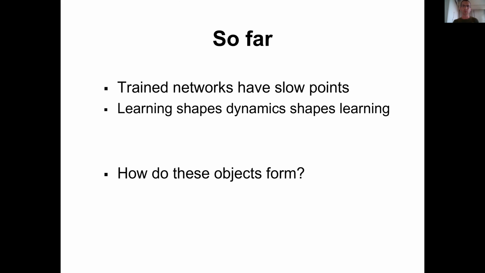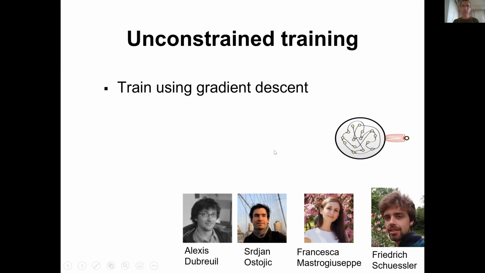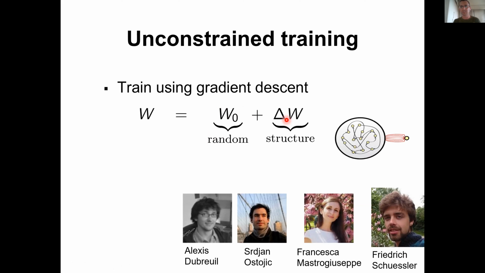And to understand how these objects form and how learning appears in a more exact manner, we turn to a more tractable problem. This is work done by Friedrich Schussler. He's a PhD student in the lab in collaboration with Serge Ostojic, Alexis Dubreuil, and Francesca Mastrogiuseppe. And the idea here is that we are going to train networks using gradient descent without any constraint. And we start with some random connectivity. By definition, after we train it, there's going to be some delta to the connectivity. And we're going to analyze this delta of the connectivity and try to understand whether it has any structure and why.